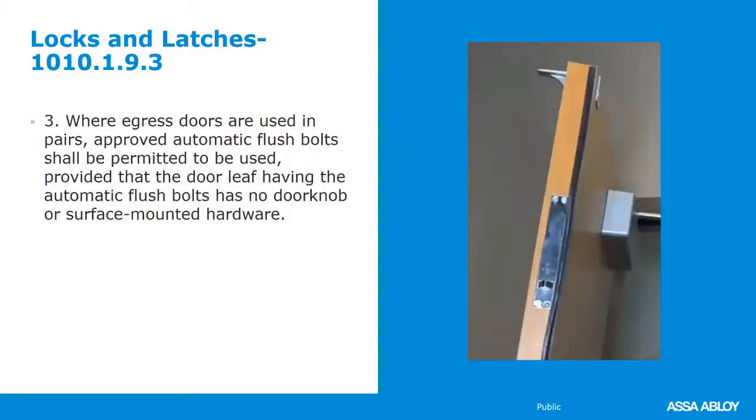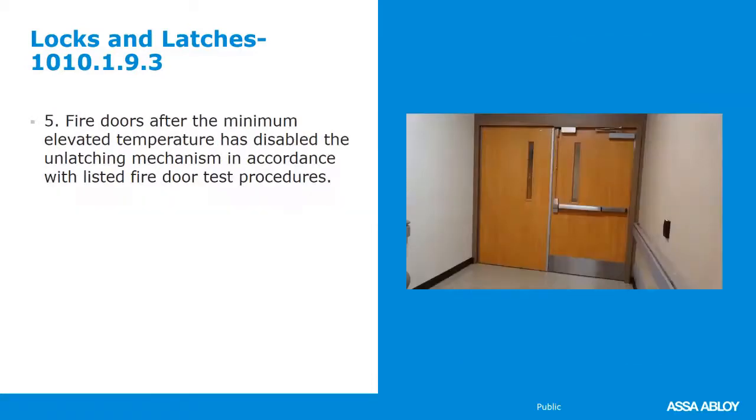On pairs of doors, where you have the inactive leaf with automatic flush bolts, that is permitted as long as there isn't any doorknob or surface mounted hardware to make somebody feel like they could go up to that door and open it and get out. As long as there's no doorknob or surface mounted hardware, automatic flush bolts are permitted in a pair of doors in a means of egress.